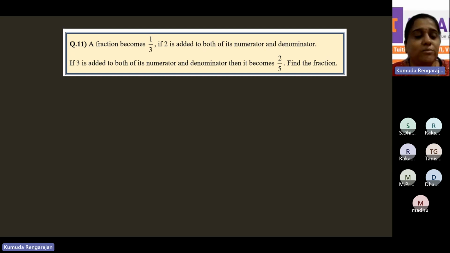If 3 is added to both of its numerator and denominator, then it becomes 2 by 5. Find the fraction.